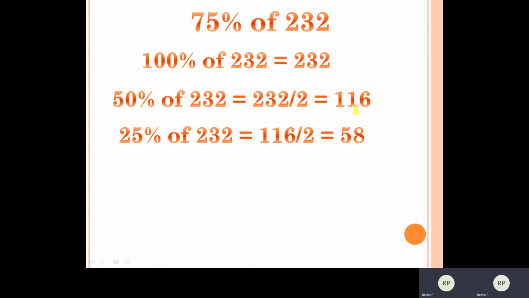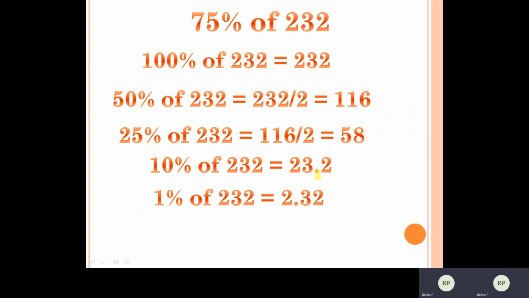Now for 10% of a number, any number, it is very easy. Write the number and put one decimal point. So 232, if you put one decimal point, what will happen? It is 23.2. If it is a one digit number, it is 0.9, like that. So 10% of a number is: write the number and then put one decimal point. You can easily find 10% of a number this way.